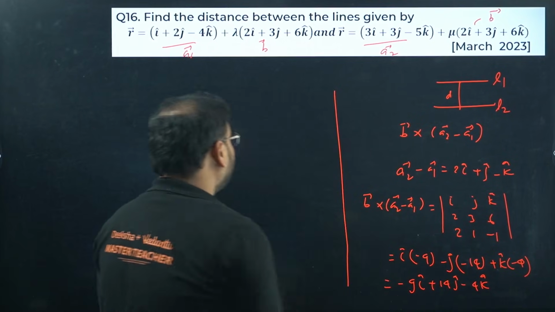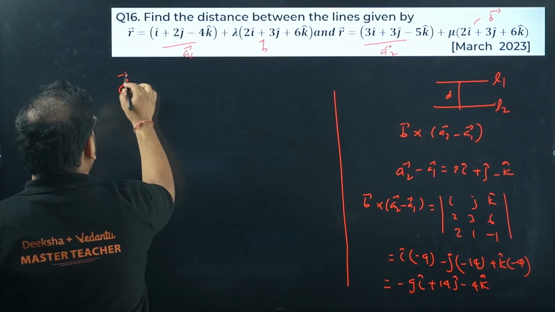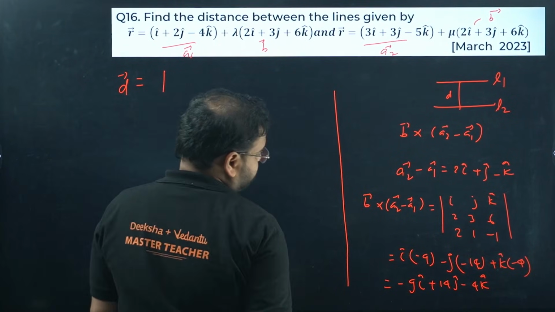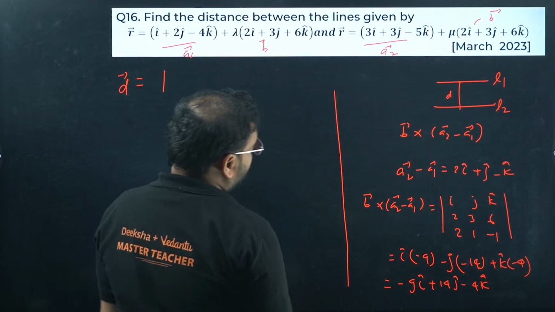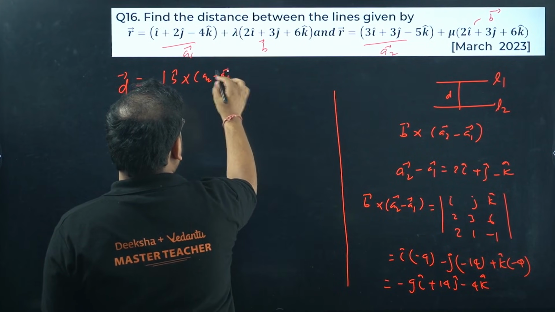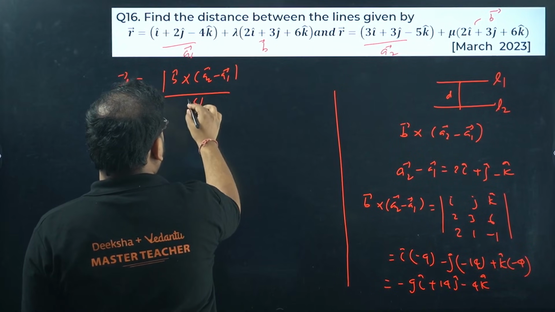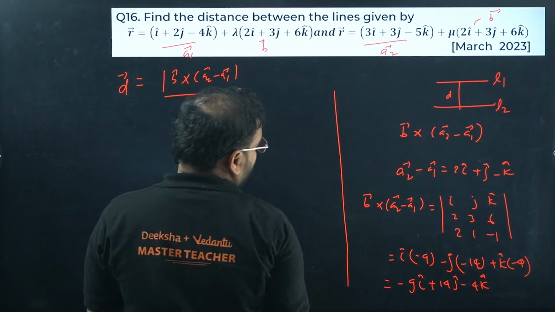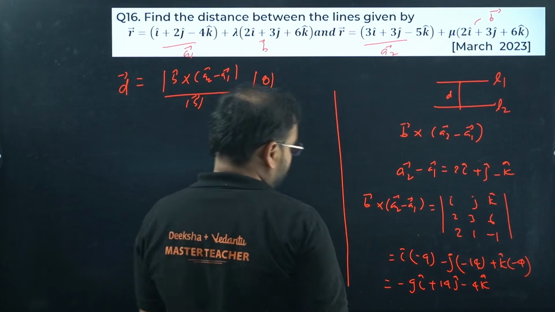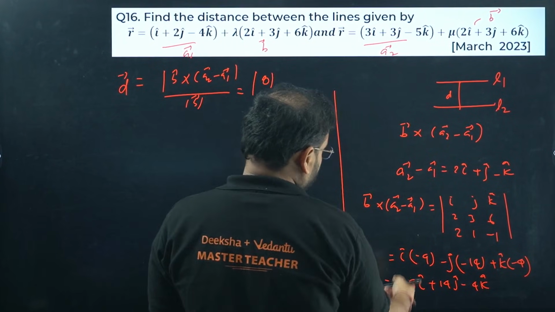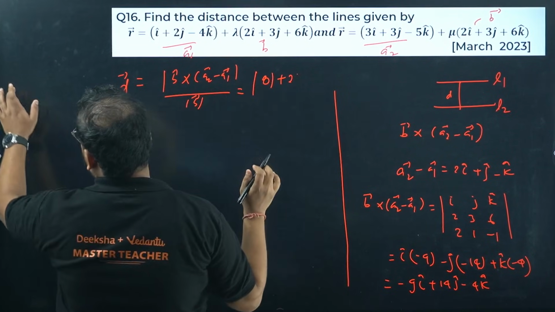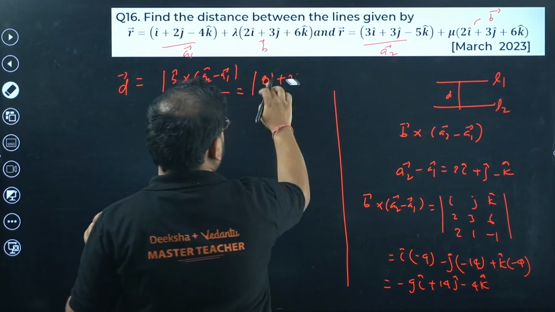Okay. Now we have the formula for distance. It's going to be the modulus of this value. So B cross A2 minus A1 divided by mod of B. Check here. This will be how much? This will be 81, and plus 14 square is 196. Excuse me, 14 square is 196.